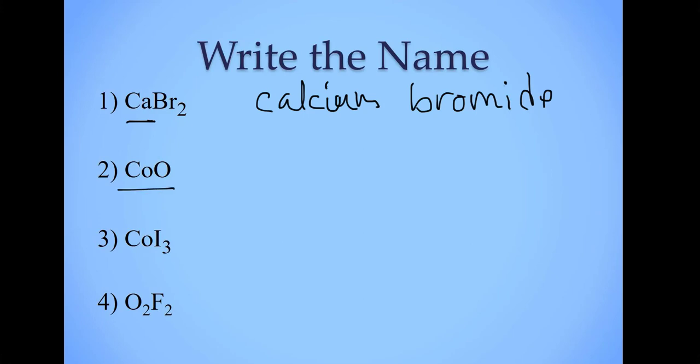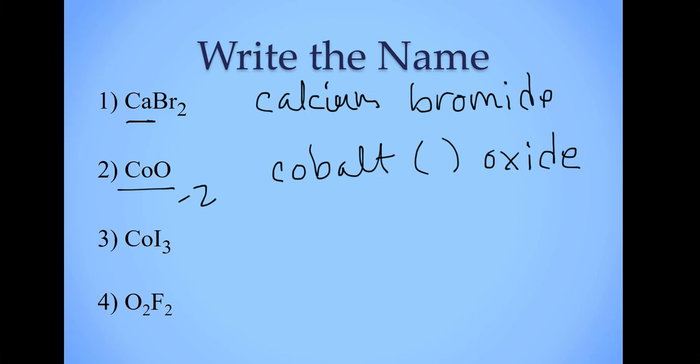Is there a metal? Yes, there is. This is cobalt oxide. So cobalt is not one of those exceptions. I need to play detective to figure out what the charge is. Oxygen's a -2. That means cobalt must be a +2. So cobalt 2 oxide.